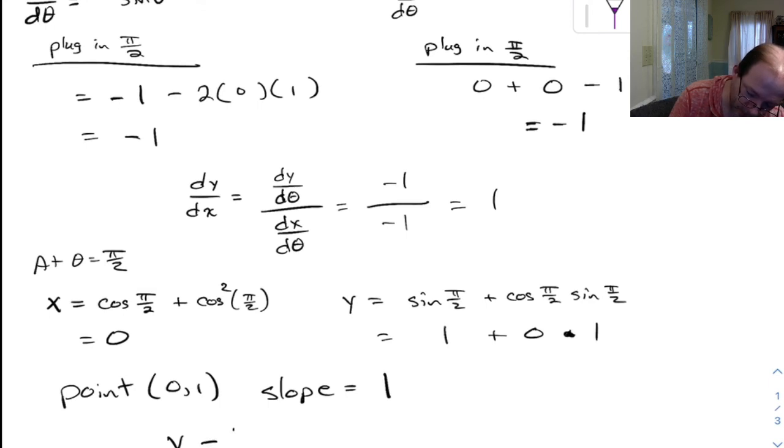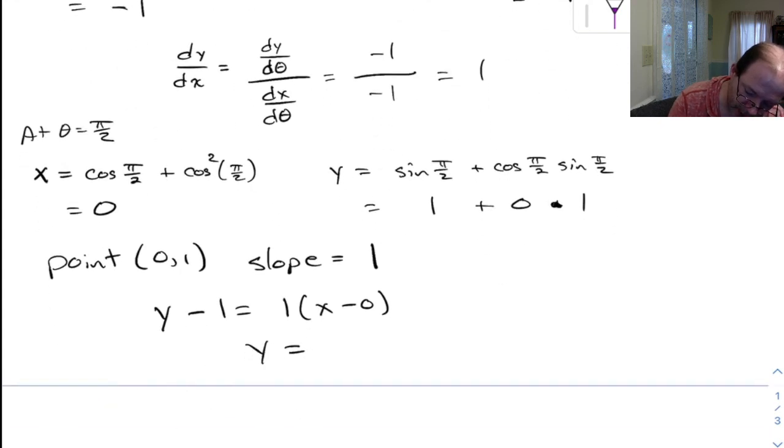So y minus 1 is equal to 1 times x minus 0. So you get y equals x plus 1.